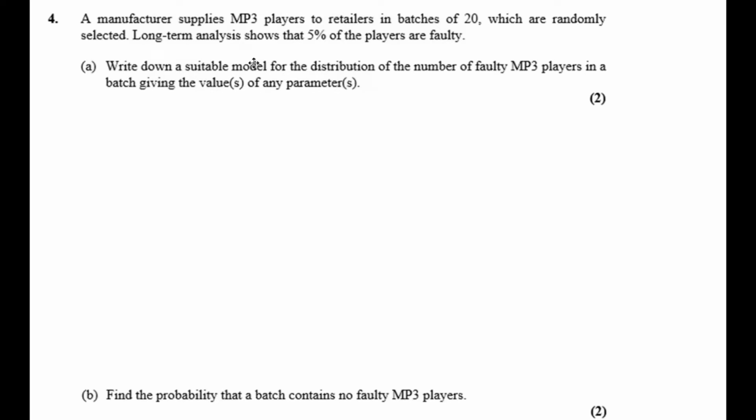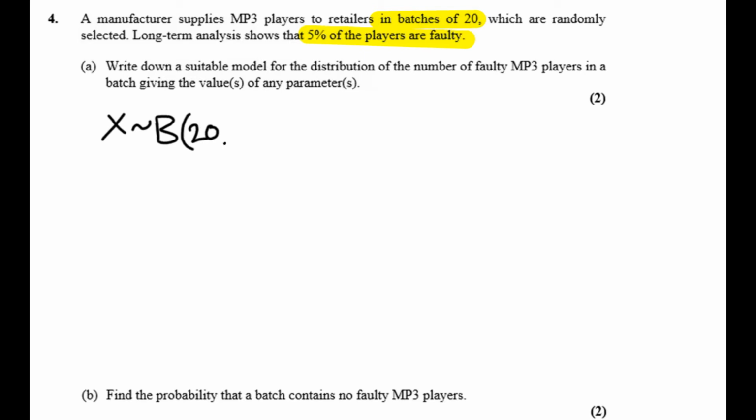Supplies MP3 players in batches of 20. 5% are faulty. Straight away I've thought of two things. So I have a fixed number of trials since the batch size was 20, and I have a probability of 5%. That's sounding mighty familiar. It's going to be our binomial distribution. So X is going to follow a binomial distribution.